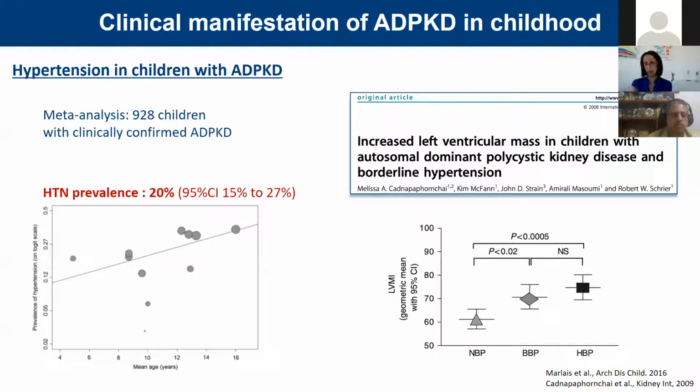More interestingly, the group in Colorado, Melissa, did a lot of work on pediatric ADPKD, and they were even able to show that in ADPKD, because as you know, it is not only a kidney disease, but a multi-organ disorder, which affects the kidney and also the blood vessels, even with borderline hypertension, children might have left ventricular hypertrophy.